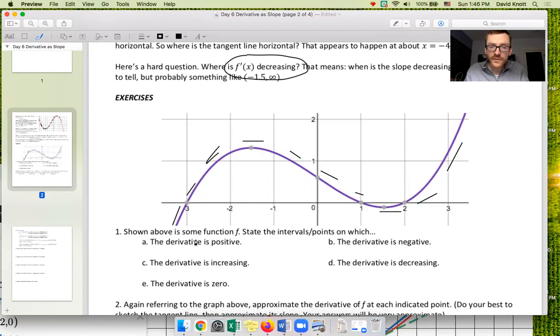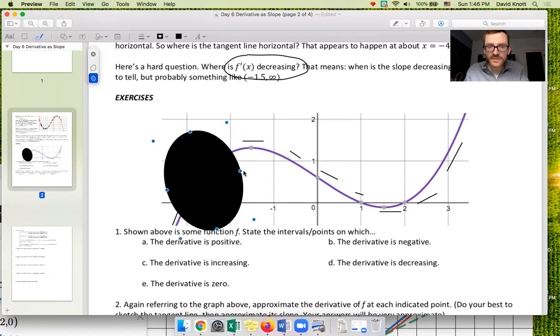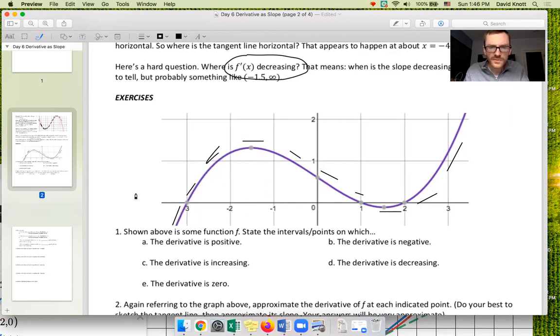So where is the derivative positive? It's positive here, where the slope of the tangent line is positive on that interval. So from negative infinity all the way up to about negative 1.5. And then it's positive again from positive 1.5 all the way up to positive infinity on this region here.